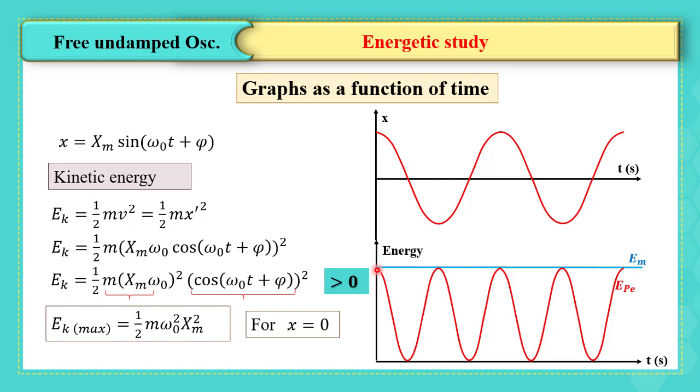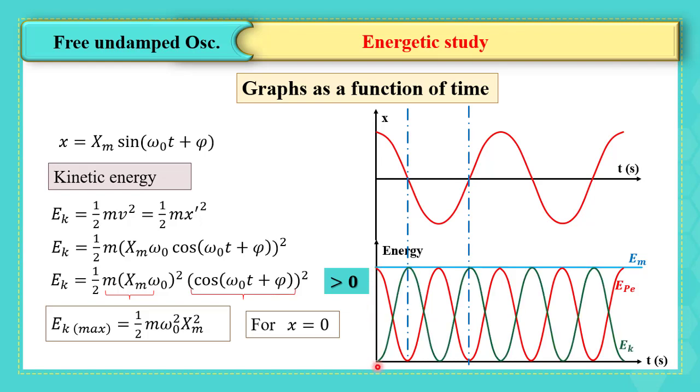And for x equals 0, we can find that the potential energy is 0, thus the kinetic energy should be maximum. While it starts from maximum x, it means that v is 0 and the kinetic energy starts from 0. Whenever one of these two energies, elastic or kinetic, is 0, the other is maximum, and all the time the sum is equal to the mechanical energy.